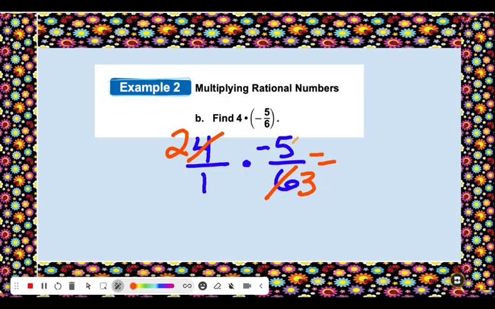So 2 times -5 is -10. 1 times 3 is 3. 3 can go into 10 3 times. And it's going to be negative with 1 left over. -3 1/3.